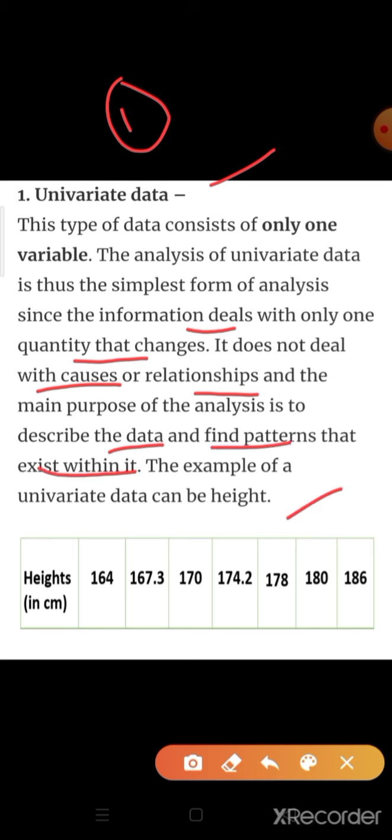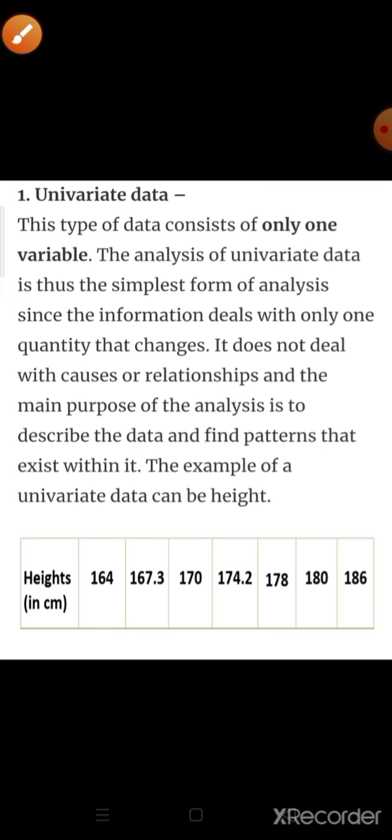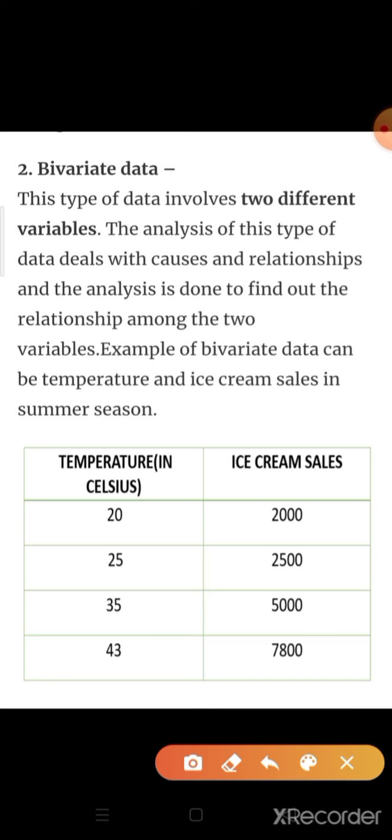The example can be seen over here. Height in centimeters: there is just a height, there is no more variable or data. The height of girls is there, the height of boys is there, nothing else. This is univariate data.